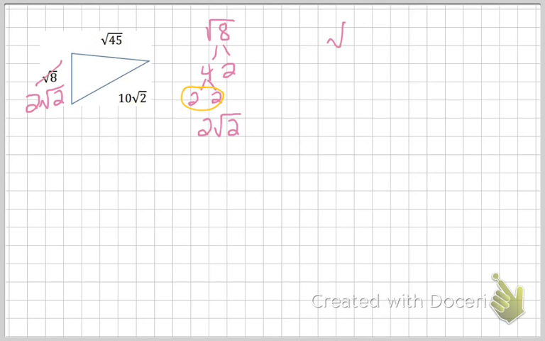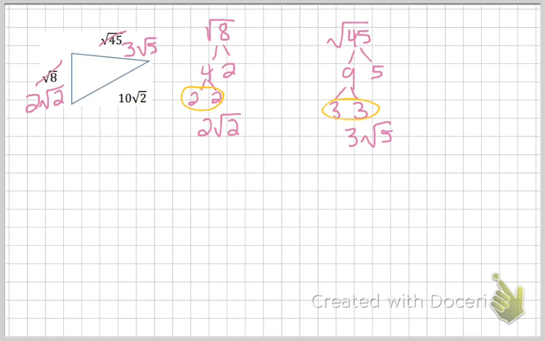45. Square root of 45. Can we simplify? Sure we can. This gives us 9 and 5. 9 gives us 3 and 3. We found our pair of 3's. So we rewrite 3 square root of 5. So we know that this is simplified now to 3 square root of 5.